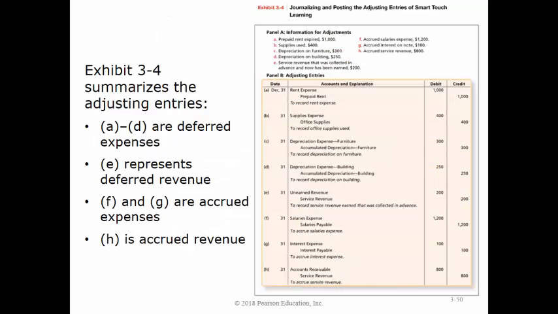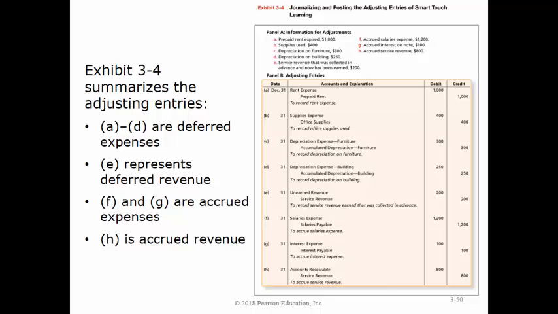Adjustments to the unadjusted trial balance are accomplished using adjusting entries. Mechanically, adjusting entries are similar to other journal entries. First, the accounts to be adjusted are identified. Then a determination is made as to whether to debit or credit each account. Then the adjusting entry is journalized and posted to the general ledger.